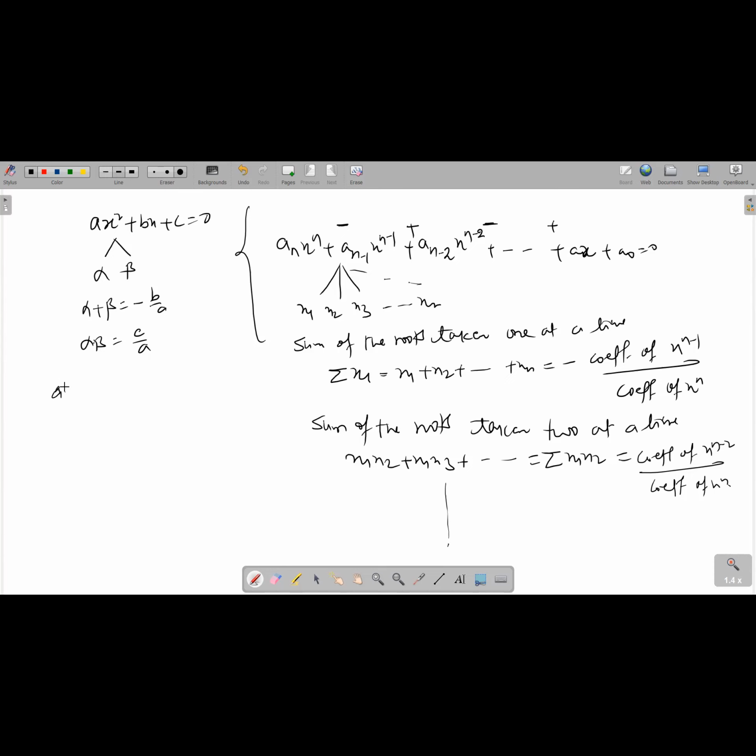Suppose we have a cubic equation ax cube plus bx square plus cx plus d equal to 0. This equation will have three roots, let's say alpha, beta, gamma. If you find the sum of the roots, which can be written as summation, any variable you can take, that is minus the coefficient of x square, so minus b upon a.